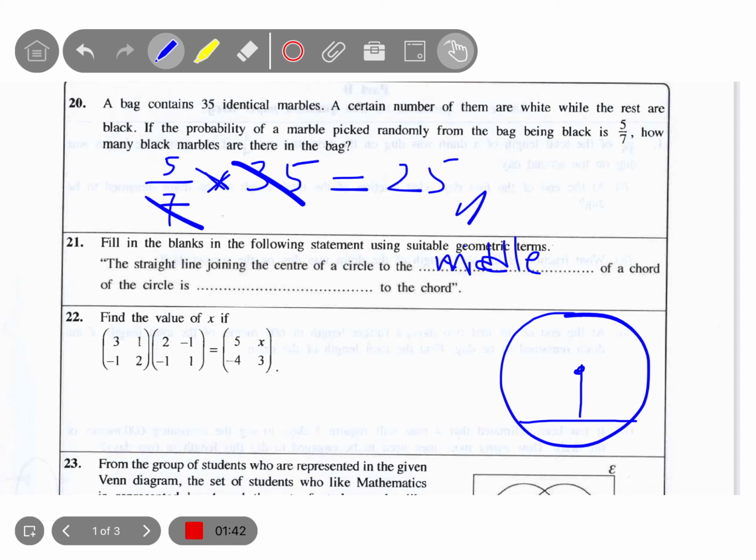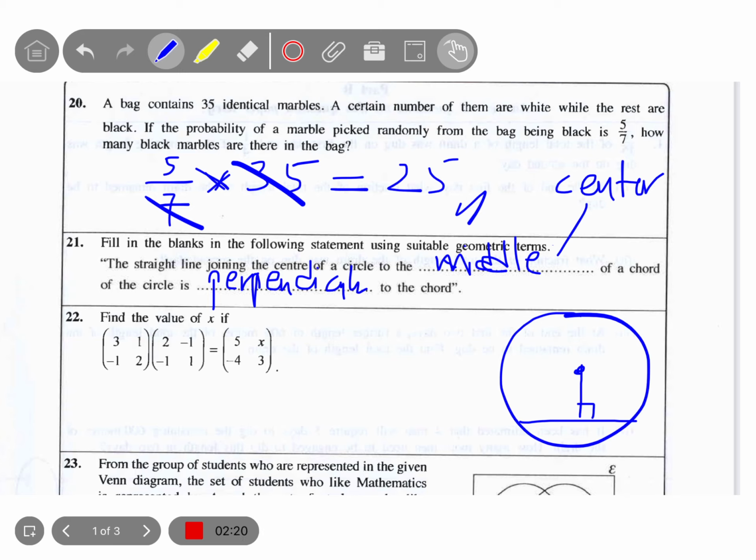The straight line joining the center of a circle to the middle, or sometimes you can also say center, of a chord of the circle is perpendicular to the chord. Because if you are to use a geometric term, it is better to use center of the chord of the circle. So rather than the word middle, better to use the word center there.